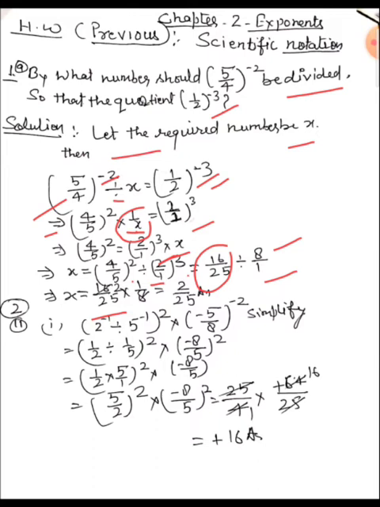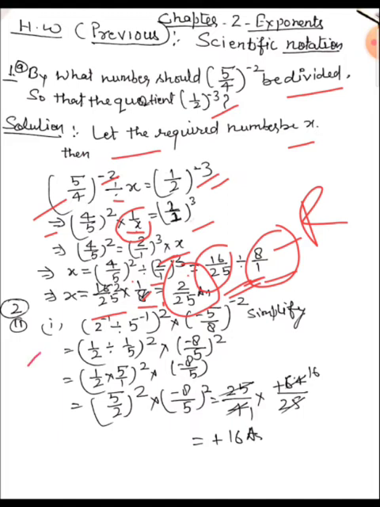Why 1 upon 8? Because this is a division and we write the reciprocal of the second fraction, 8 upon 1. What is the reciprocal of 8 upon 1? 1 upon 8. 16 upon 25 multiplied by 1 upon 8. So 8 and 16 cancel each other: 8 ones are 8 and 8 twos are 16. What is left here? 2 upon 25 is left, and this is the answer. This is the required number by which (5/4) raised to power minus 2 is divided.